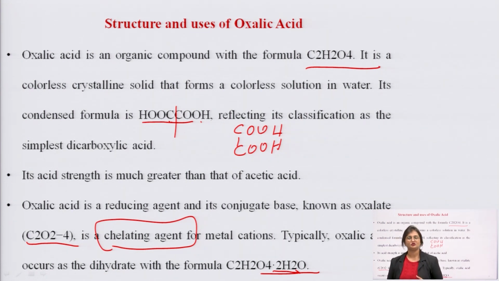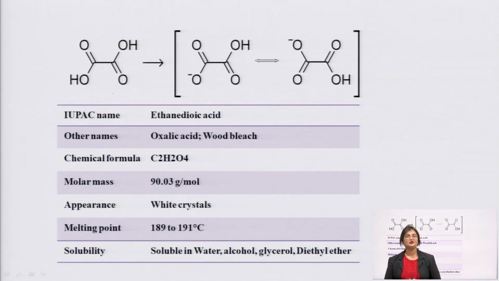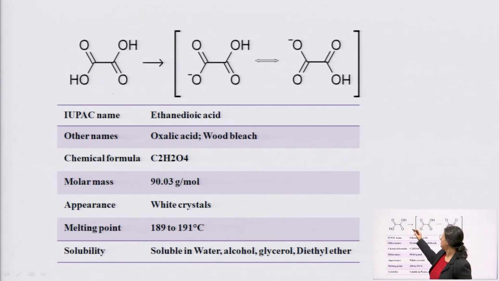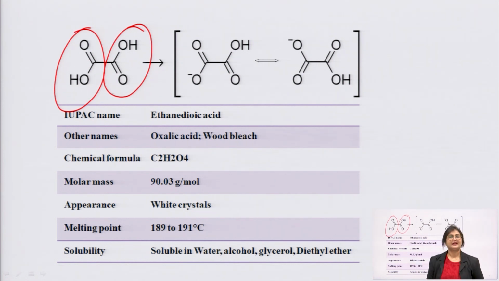Now, let us look into the structure of oxalic acid and its physical and chemical properties in brief. So, this is the structure of oxalic acid. As I told you all, it is a dicarboxylic acid, having 2 COOH groups. It is a diprotic acid.